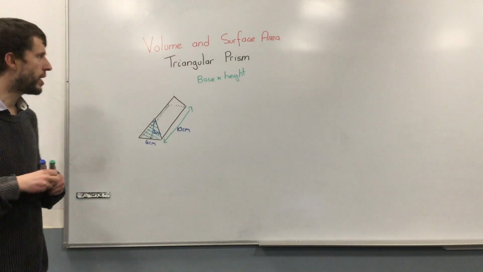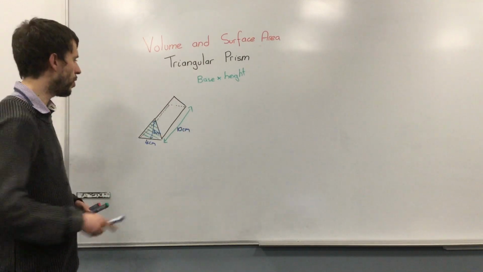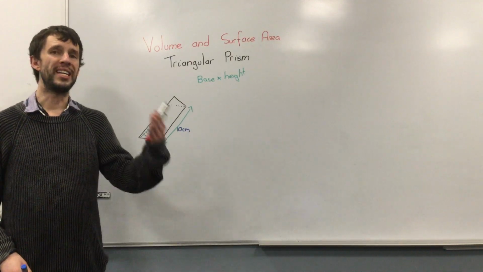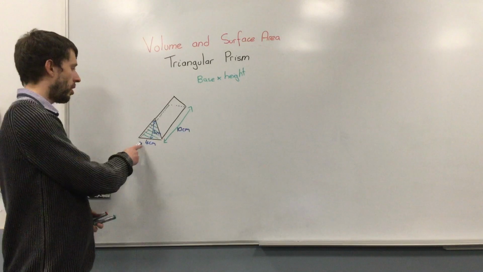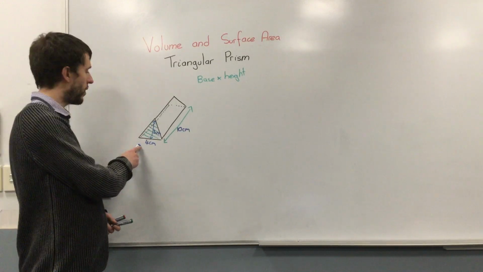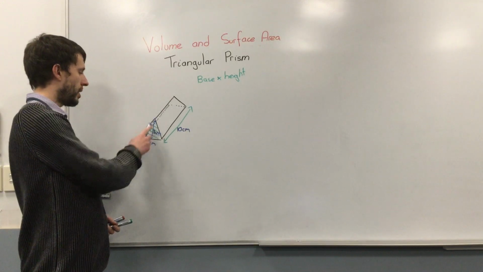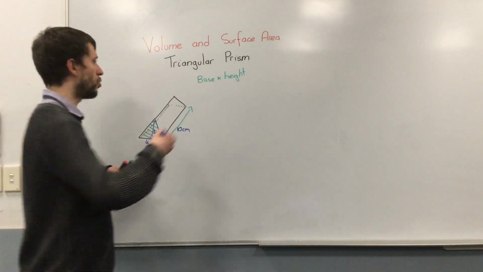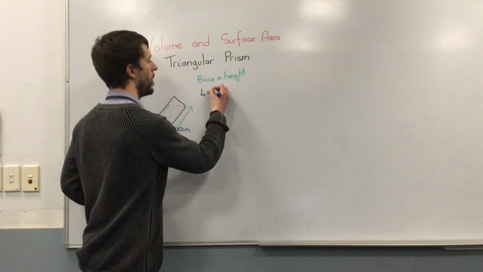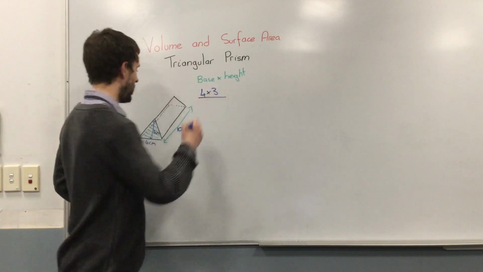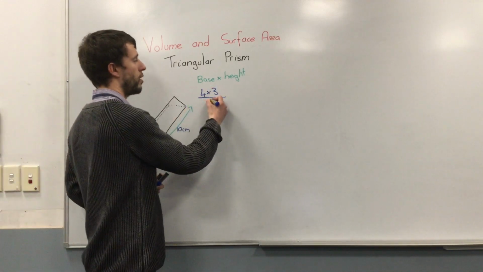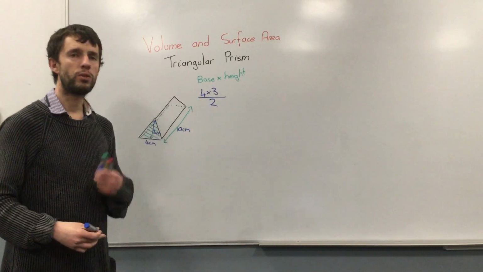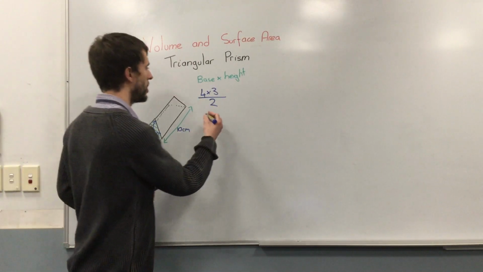So the first thing I'm thinking about with the base is to work out the base of a triangle. We all know a triangle is half of a rectangle. So that means we are going width times height. So 4 centimeters times 3. 4 times 3 equals 12. And you divide it by 2 because a triangle is half of a rectangle. So 4 times 3 equals 12. 12 divided by 2 equals 6.